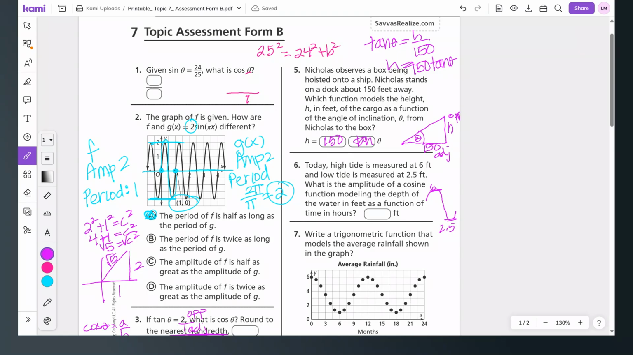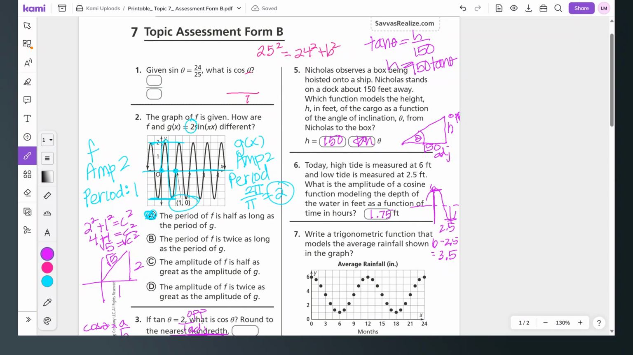All right, so remember we talked about this. The amplitude is the distance from the midline to a peak, or from the midline to the valley. So we have to figure out how far it is from 6 to 2.5. So 6 minus 2.5 is 3.5. But that's the distance from 6 to 2.5, and I only want halfway, so divide 3.5 by 2. So $3.50 split between two people is $1.75.